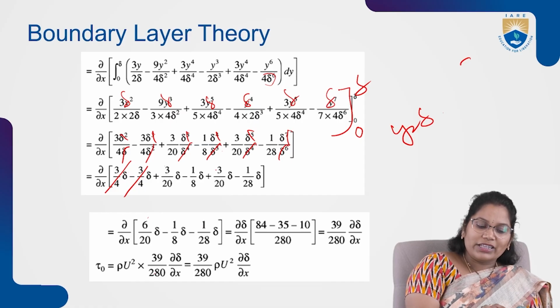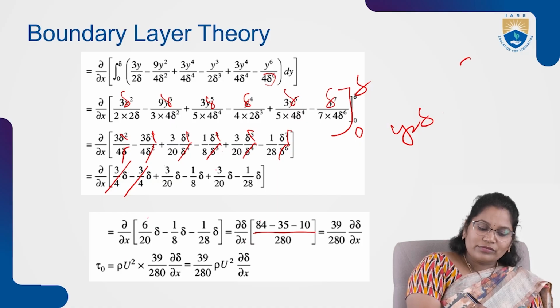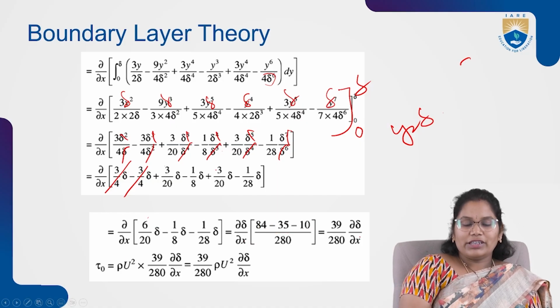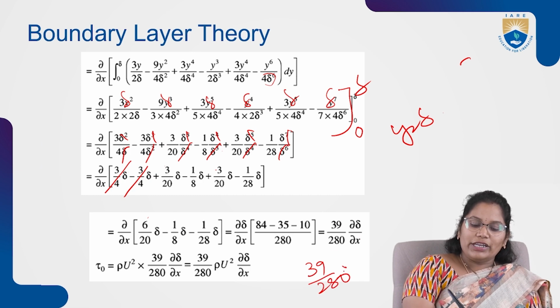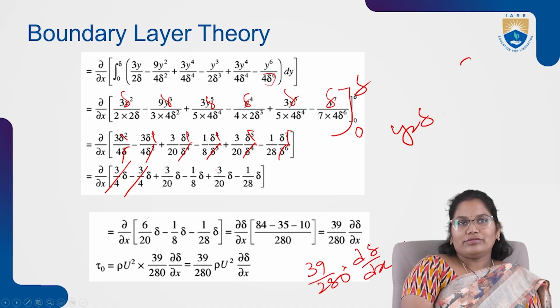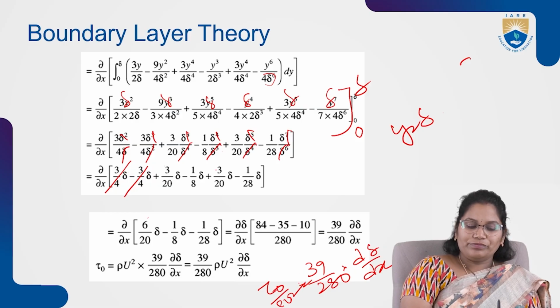So when you simplify this, you will get LCM as 280. When you do 20, 8 and 28, you will get LCM as 280. So 280, 84 minus 35 minus 10. Right? These are the values we will get. So what is the overall value? When you simplify, you get 39 by 280 into delta star by delta x. That is what your tau value is, tau by rho u square value.